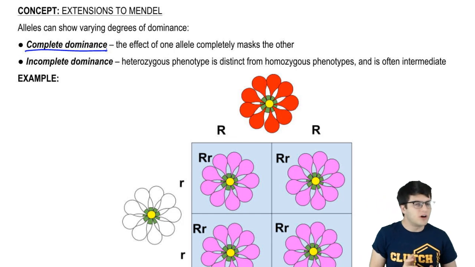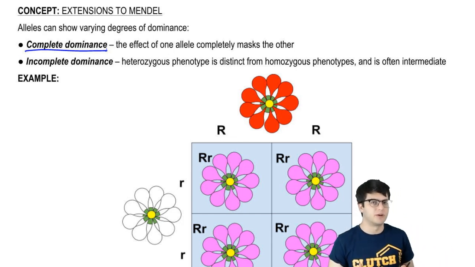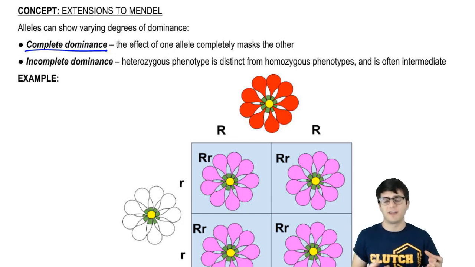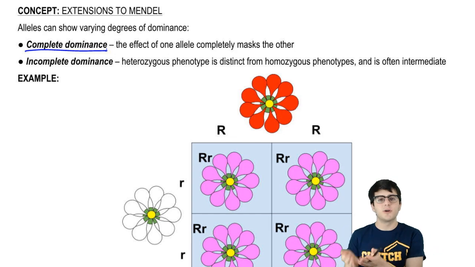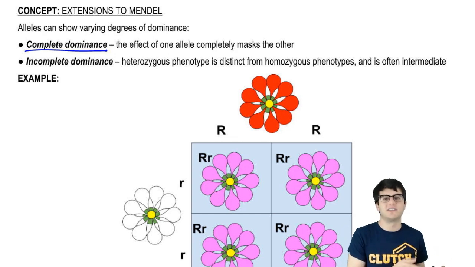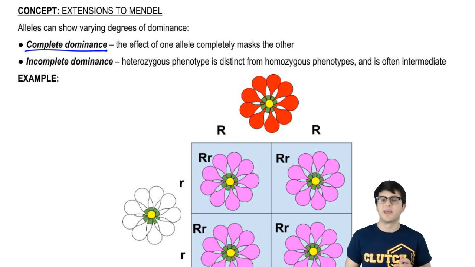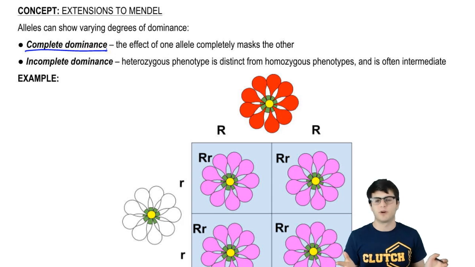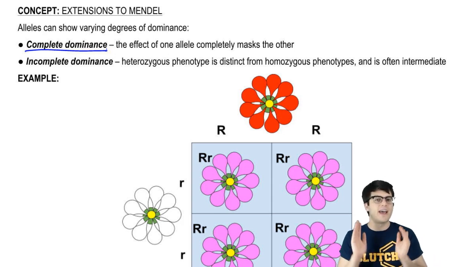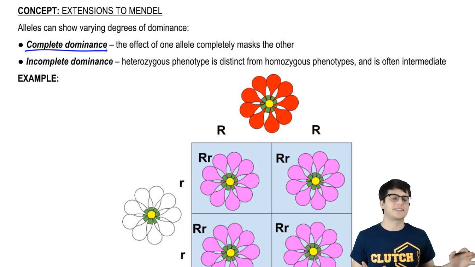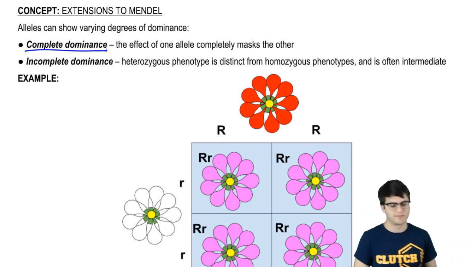Now, if you recall the example of the monohybrid cross, where we looked at a cross between purple flowers and white flowers, we saw that the allele for purple color was dominant to the allele for white color. And so the heterozygous organism that had an allele for purple and an allele for white only appeared purple, because the effect of that dominant allele completely masked the effect of the recessive one.